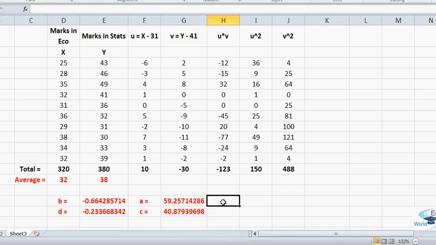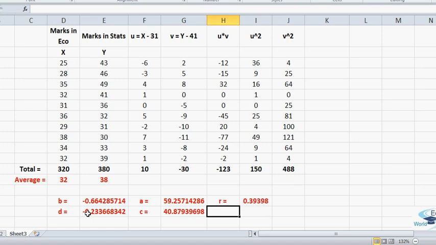And finally, let's calculate the value of r. The value of r is the square root of b multiplied by d. So r will be equal to the square root of b multiplied by d.